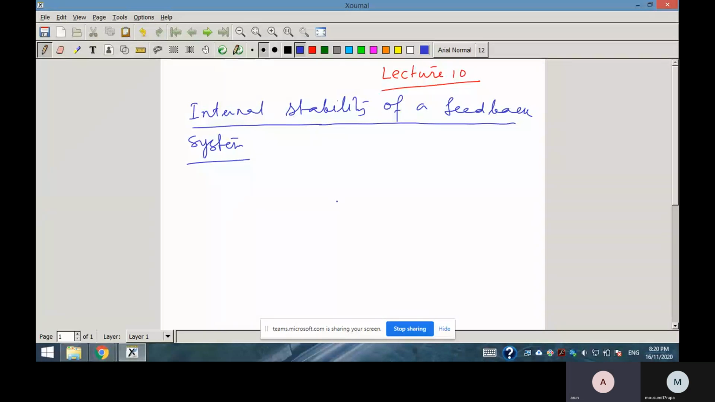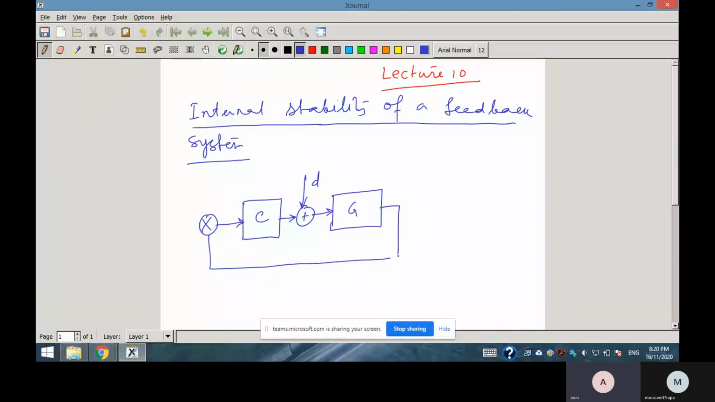Suppose this is the configuration, with the plant G. Suppose this disturbance is entering, an input disturbance, and this is your controller. This is your output, this is your reference input, and this is your control input.